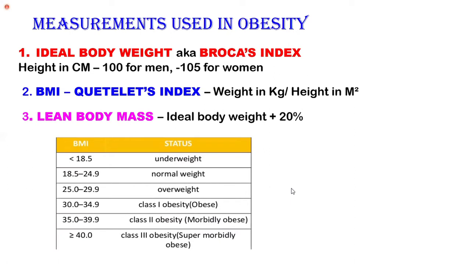So how do you classify BMI? That already he has explained. Less than 18.5 underweight, 18.5 to 24 normal, 25 to 30 overweight, 30 and above becomes obesity class 1, class 2, like that.